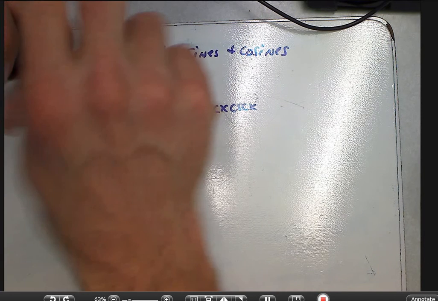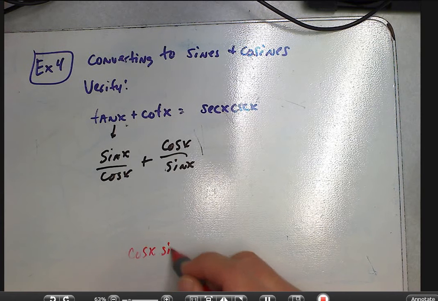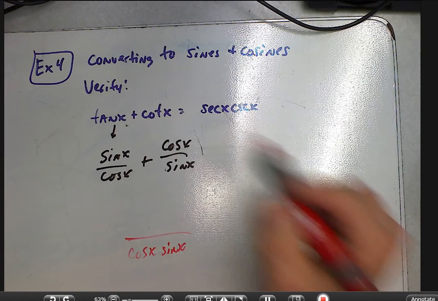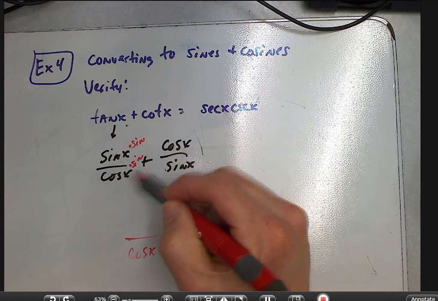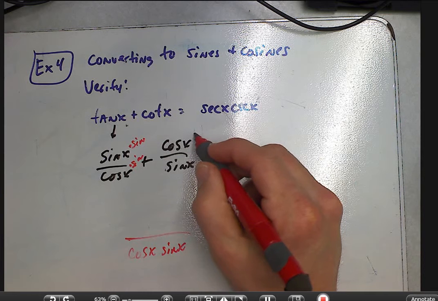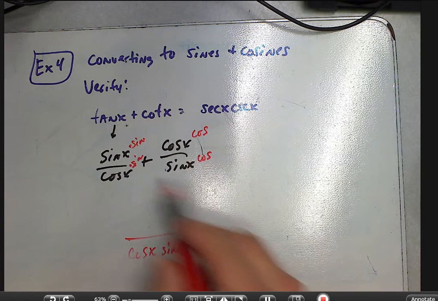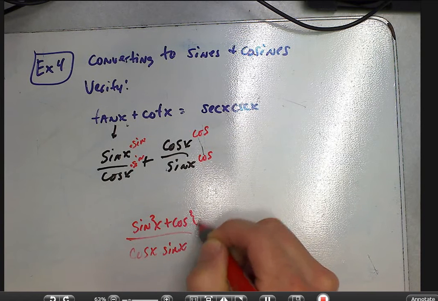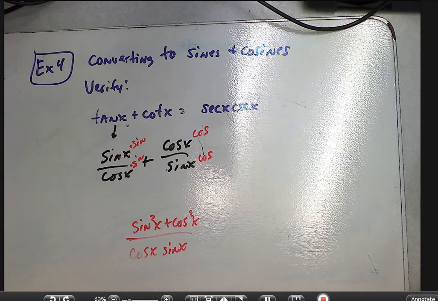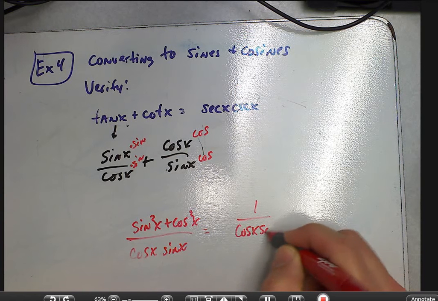Common denominator is going to be cosine sine when I add them together. So it looks like this one I need to multiply by sine to get cosine sine. This one I need to multiply by cosine to get sine cosine. And now I'm left with sine squared x for the first plus cosine squared x for the second. Sine squared x plus cosine squared x is equal to 1, and that's still over cosine x sine x.